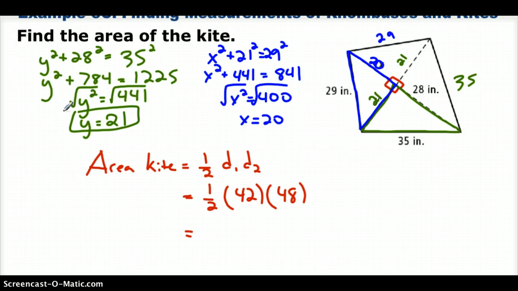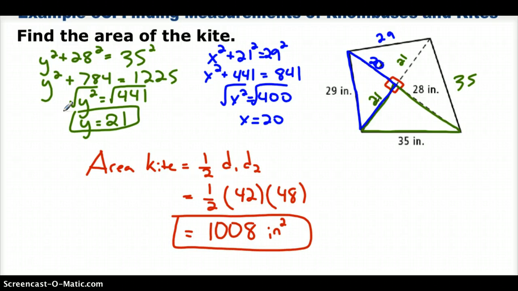Okay, so if I plug all these numbers in, 1/2 times 42 times 48 is going to give us 1,008. So our area here is 1,008 square inches. Okay, and that will be our final answer. Okay, let's see if they've got one more for us here.